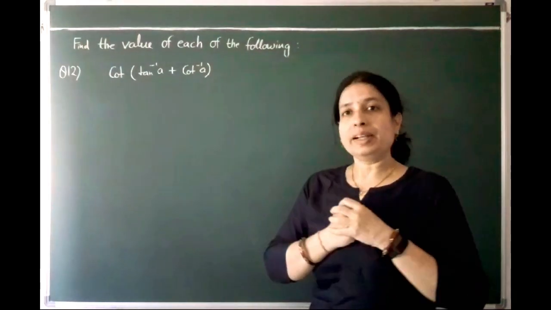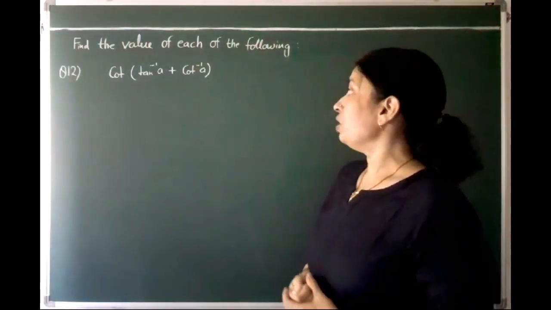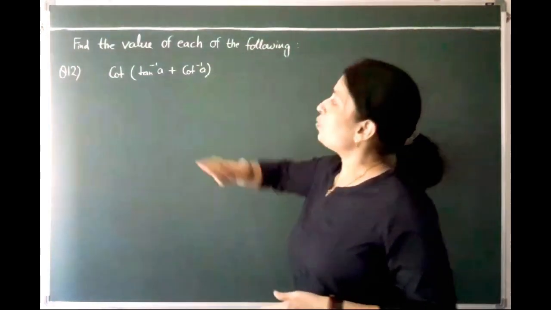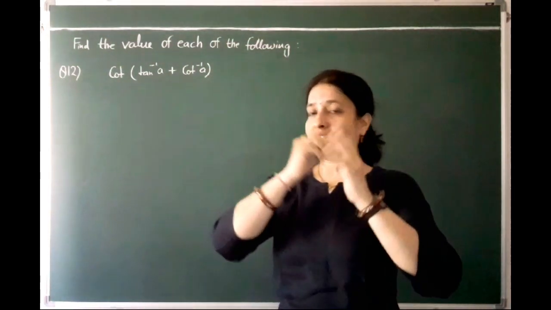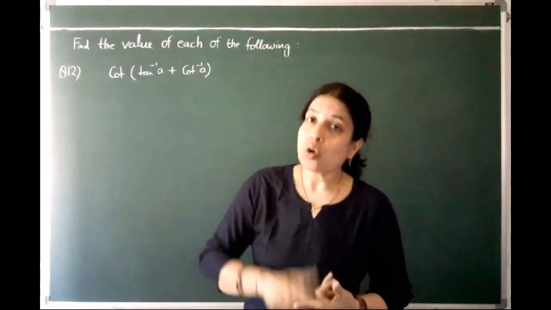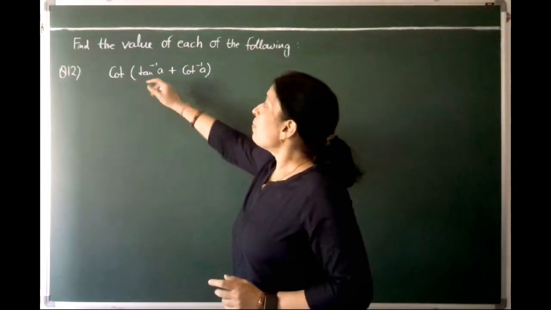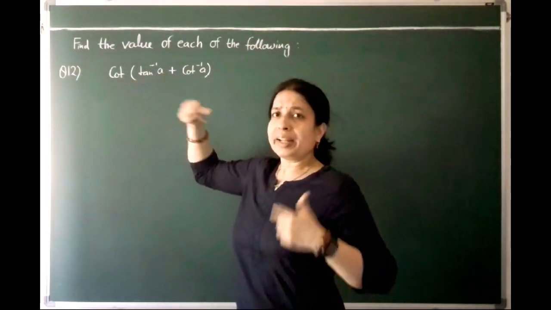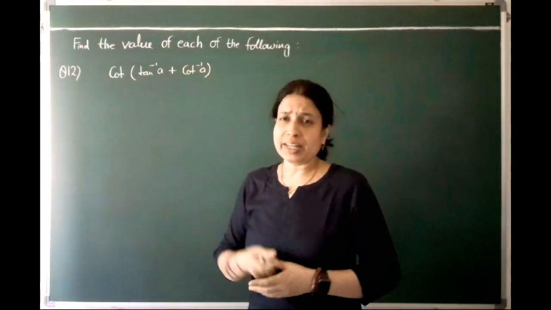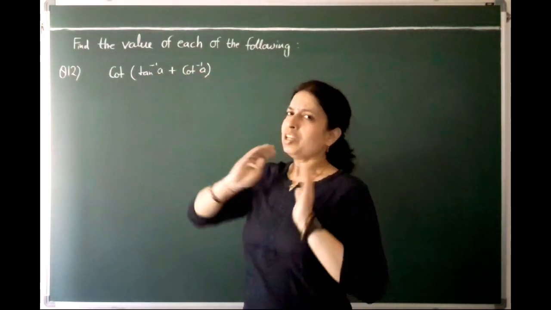Question number 12. It is cot of tan inverse A plus cot inverse A. Here we have to find out the value of this function, and all of you know that tan inverse A plus cot inverse A is equal to pi by 2. So it is very simple to convert this tan inverse A in form of cot inverse A, or this cot inverse A in form of tan inverse A. So let us write this.